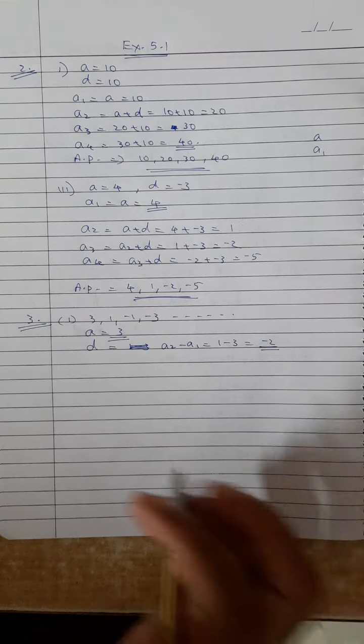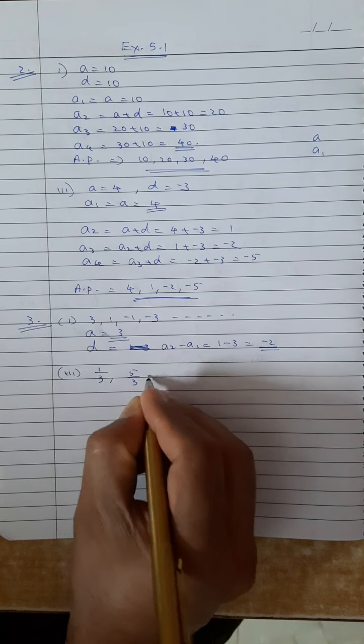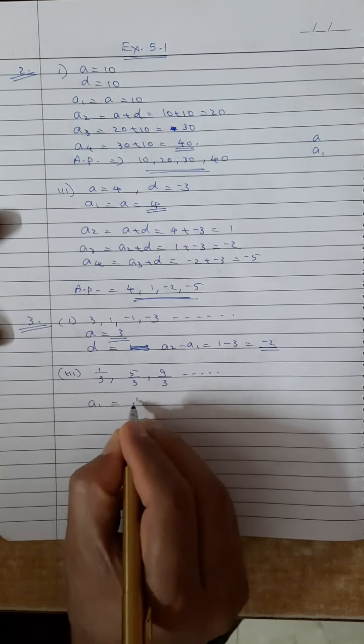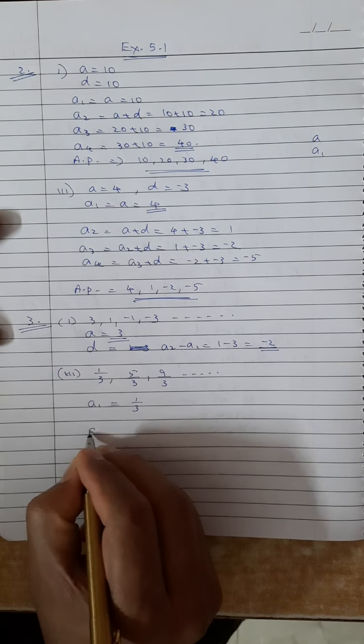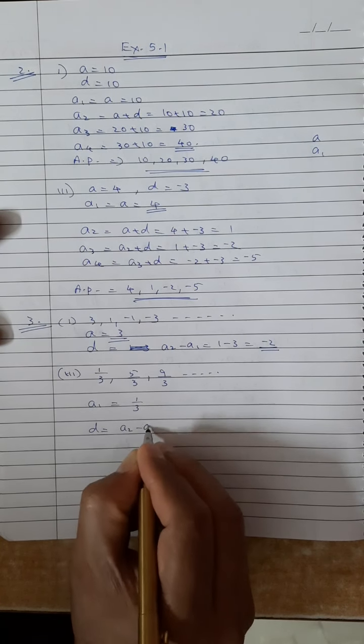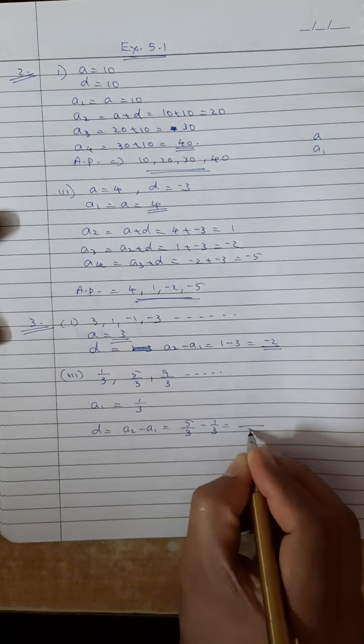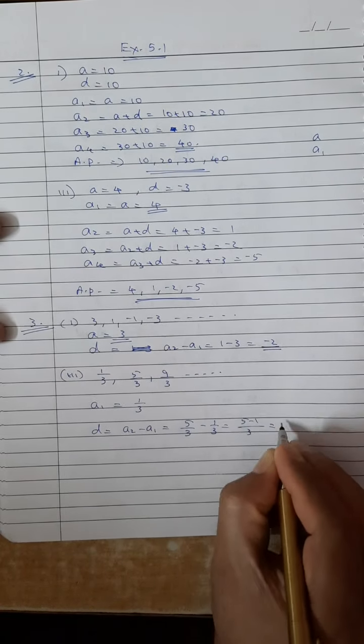Third part, 1 by 3, 5 by 3, 9 by 3, etc. First term A1 is 1 by 3. Common difference is A2 minus A1. 5 by 3 minus 1 by 3, that is 5 minus 1 by 3, that is 4 by 3.